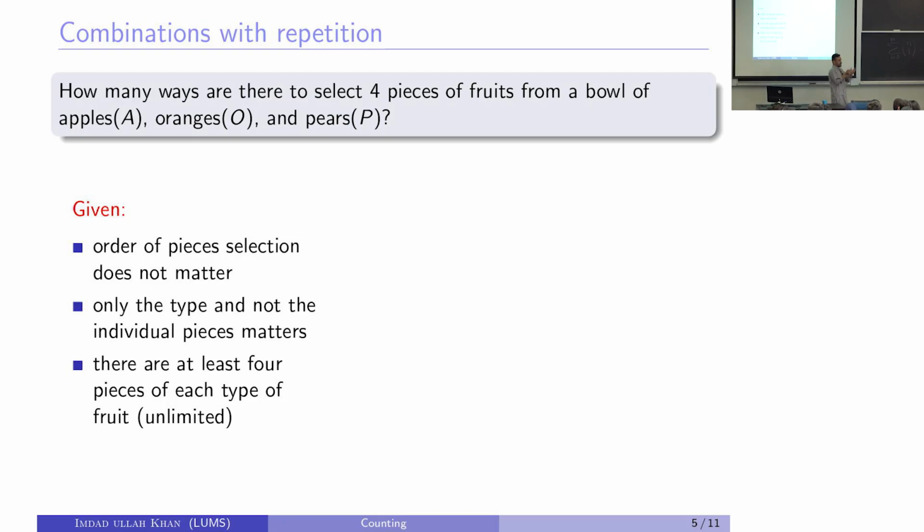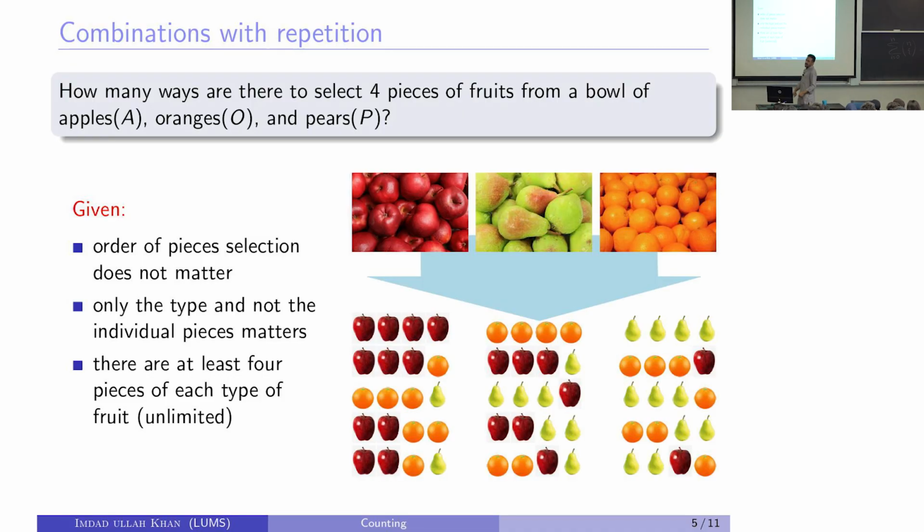And order is not important. 4 apples, 3 apples, and 1 orange is the same as 1 orange and 3 apples, right? So order is not important. We are making sets of 4 pieces.